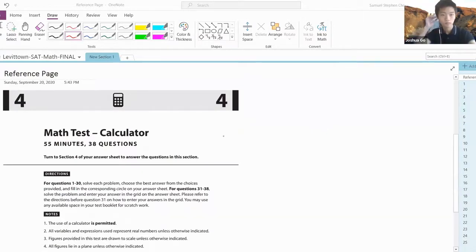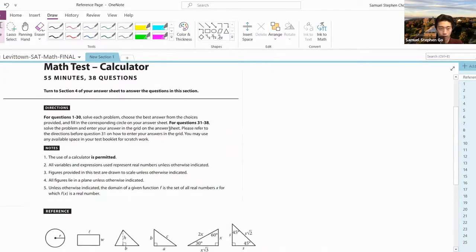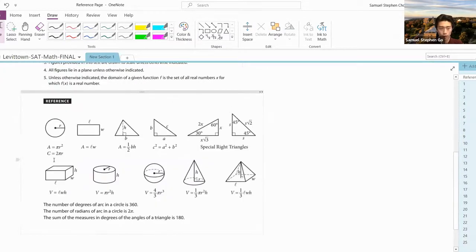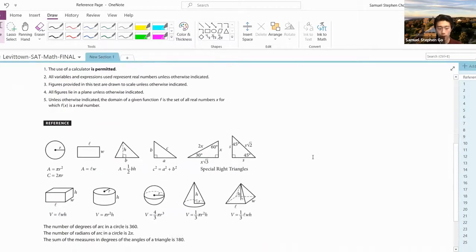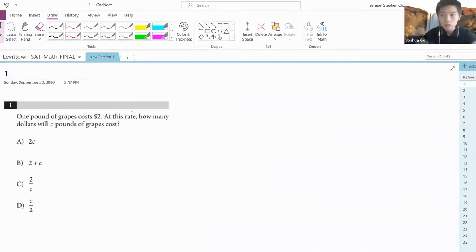This is the reference page that you are given in your section. Just to familiarize yourself with it, there's a lot of different geometry, triangles, and different 3D shapes. We might refer to this later. Josh will get us started with question 1. All right, let's dive right into it.